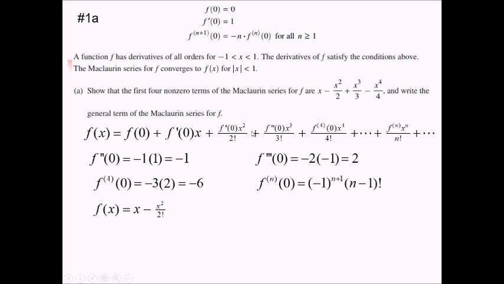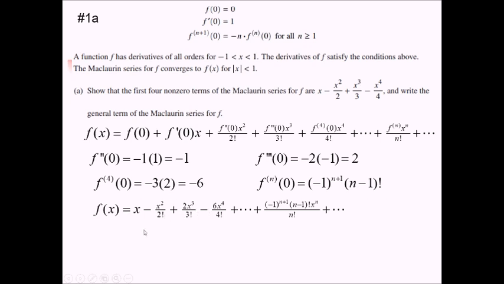After that, we have, let's see, triple prime is 2, so this is plus 2x cubed over 3 factorial. Next one, we have minus 6x to the 4th over 4 factorial. And then finally, we have negative 1 to the n plus 1, n minus 1 factorial, all of that times x to the n over n factorial. We're not quite done yet, though, because they wanted us to show that the first 4 non-zero terms were this right here, and this is a little bit different.